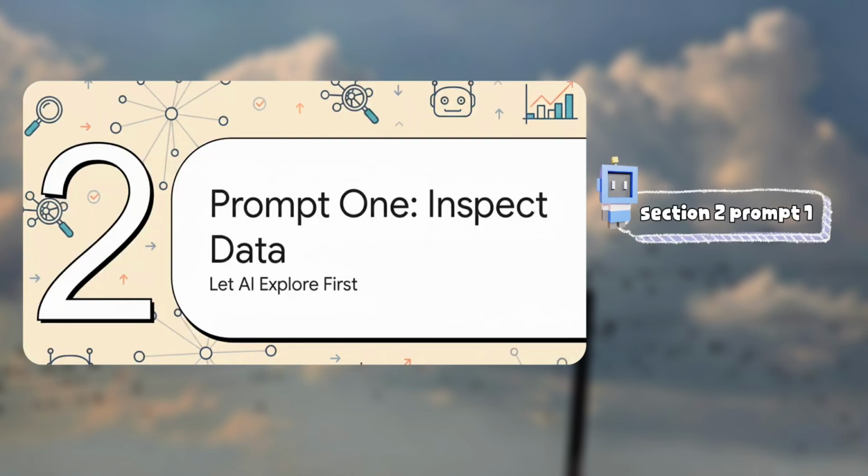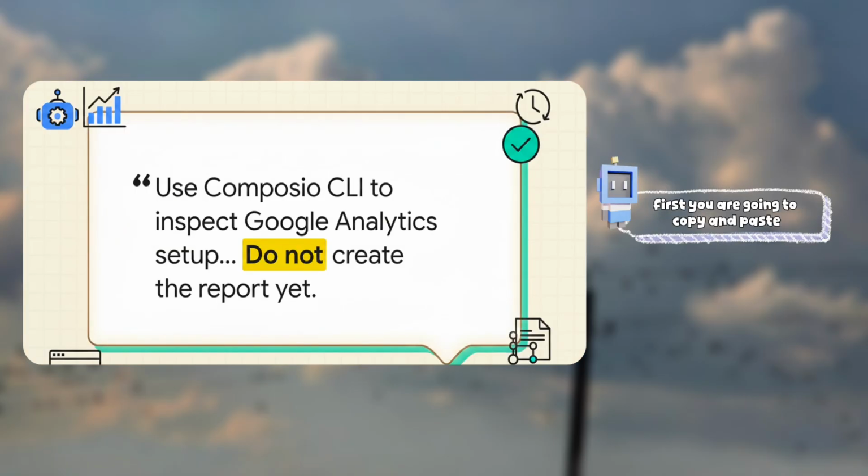Section 2. Prompt 1. Inspect data. Let's let the AI explore first. You are going to copy and paste this exact plain English prompt into your AI agent. Use the Composio CLI tool to inspect our Google Analytics setup. Identify the available accounts and properties. Tell me which dimensions and metrics you would use for a useful traffic report. Do not create the report yet.